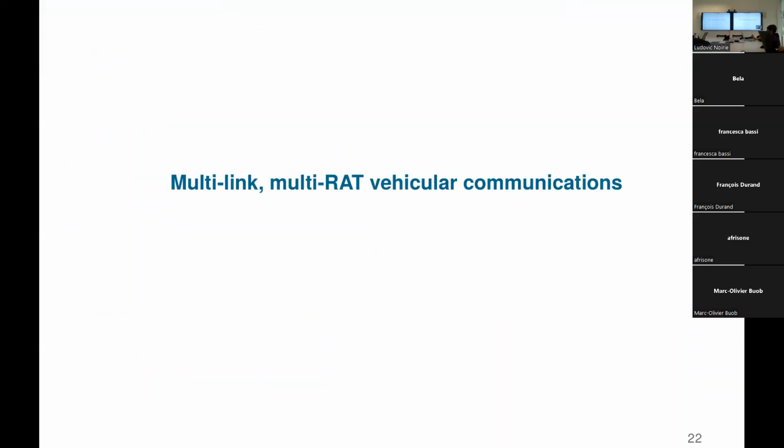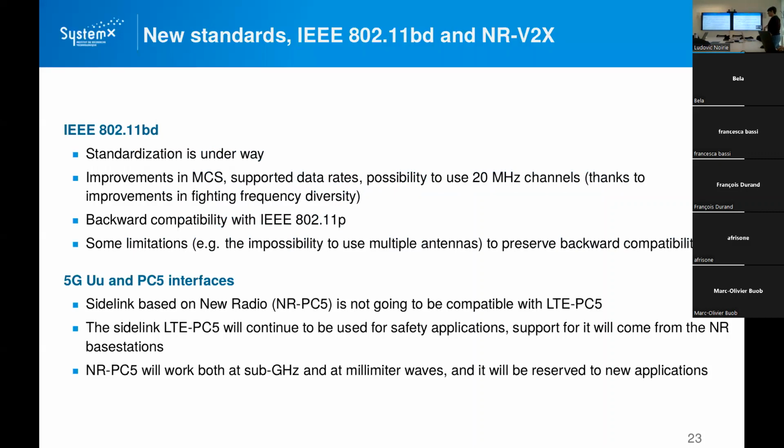And the thing that I wanted to conclude with is the possibility of having multi-link and multi-radio access technology communications for vehicular networks. Long story short, 5G arrived, so you are trying to standardize vehicular communications based on 5G. You still get 2 interfaces, one that goes to the base station, and one is the side link to communicate with other nodes on the vehicular layer.